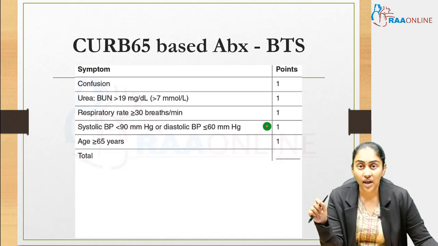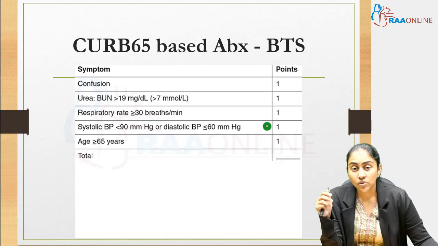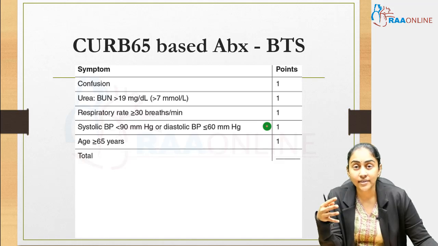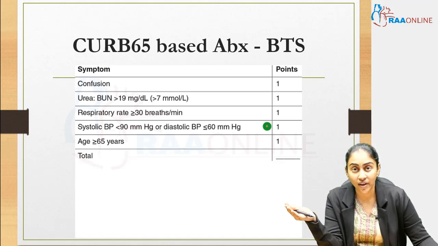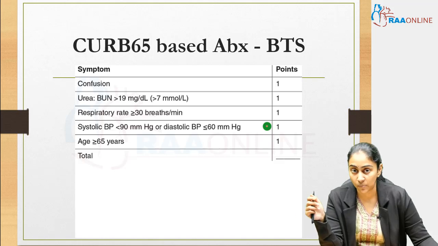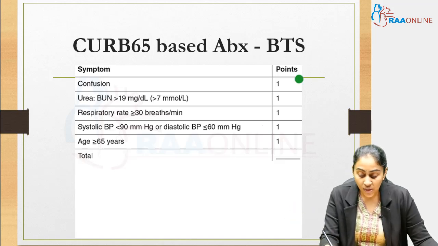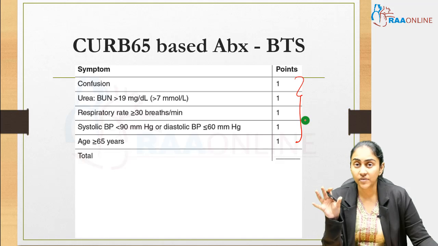Now, CURB-65 based antibiotic selection is something again that you should all be thorough in, because this is something that's often repeated. So, what is the CURB-65 score? CURB-65 is a score which is used to assess patients with community acquired pneumonia to quickly make a call on whether or not these patients require admission and whether or not these patients require IV antibiotics. So, these are the 5 parameters used: confusion, urea, a BUN more than 19 mg per deciliter, respiratory rate more than 30 breaths per minute, a BP less than 90/60, and age more than 65 years. So, this is what the CURB-65 score stands for. Each is given a point, and that gives us a total of 5 points.